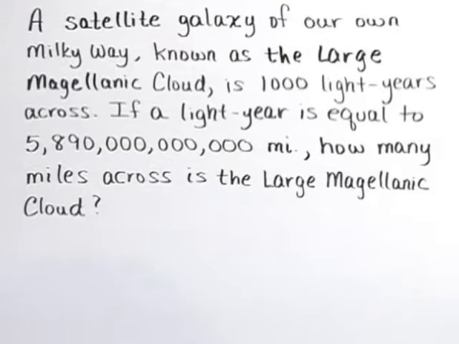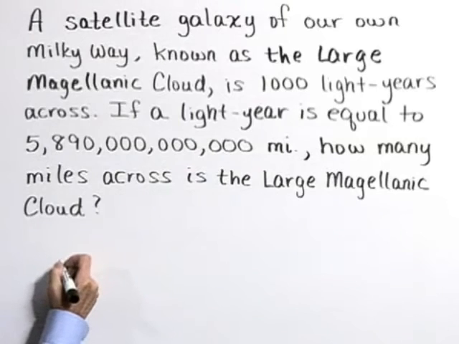A satellite galaxy of our own Milky Way. Notice the large Magellanic Cloud is 1,000 light years across. If a light year is equal to 5,890,000,000,000 miles, how many miles across is the large Magellanic Cloud? Well, we're given that this Magellanic Cloud is 1,000 light years.